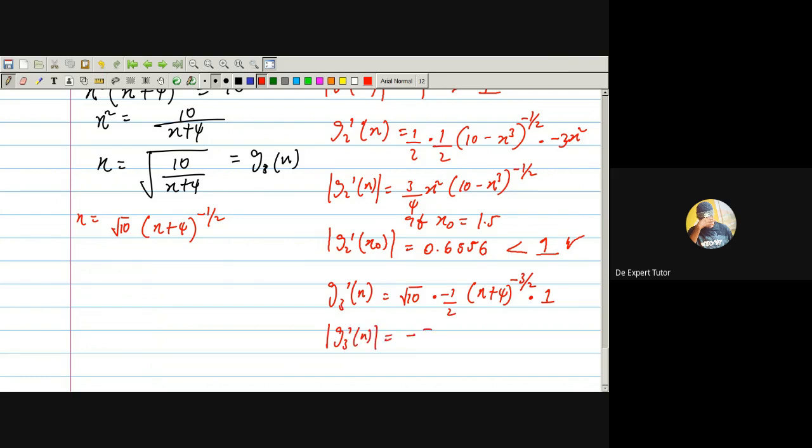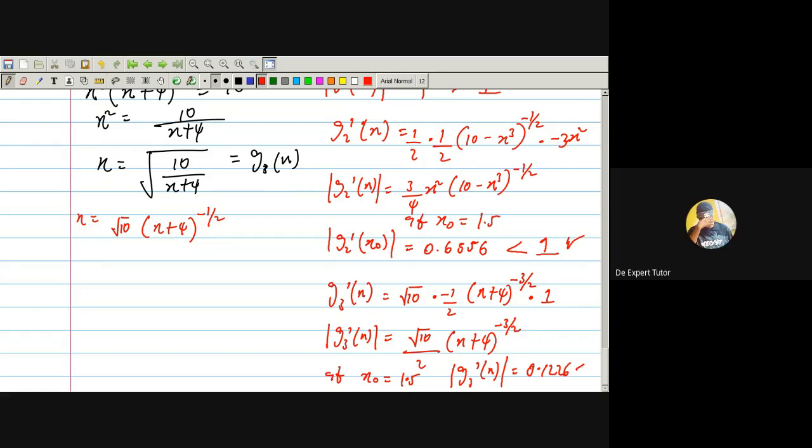What do we have? Minus square root of 10 divided by 2, times x plus 4 raised to minus 3 over 2, at x naught equal to 1.5. What do we have? Let's go. Check. g3 prime of x is equal to, it's less than 1. So what do you get? 0.1226.